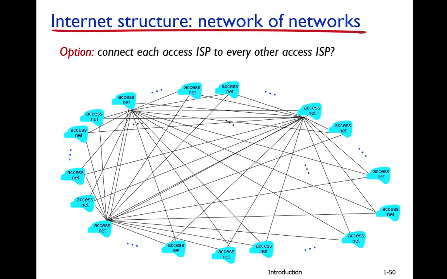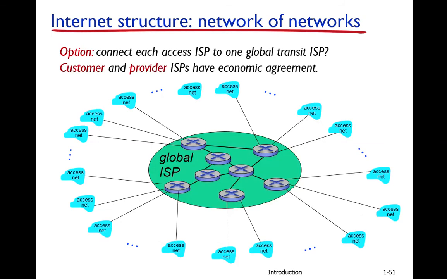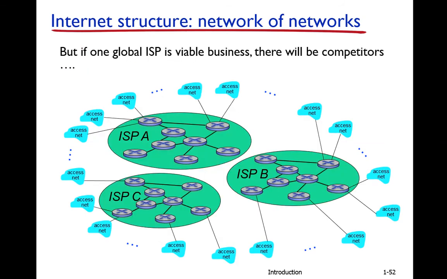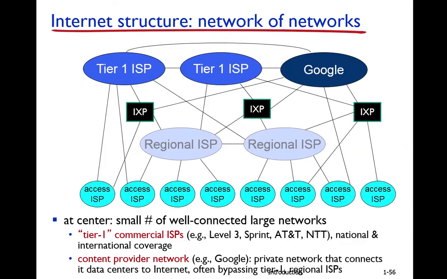We don't have this one structure. This is called flat structure. So we don't have that, where one ISP is directly connected with the rest of the access networks. One access ISP is directly connected with all access networks directly. So it is impossible.